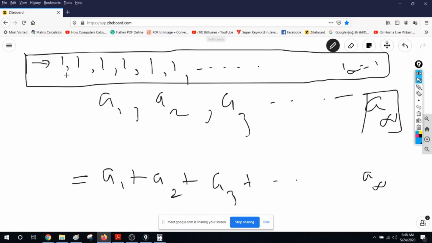Right? So now you can see this is a definite pattern. If it is always 1, 1, 1, 1, 1, of course the million-th term is 1, the billion-th term is going to be 1.